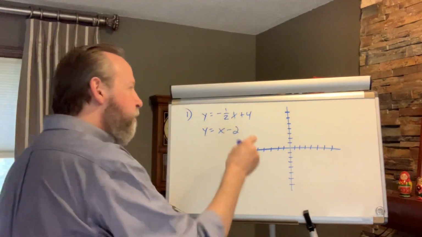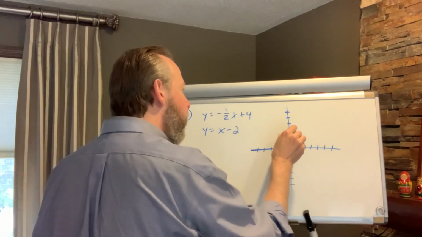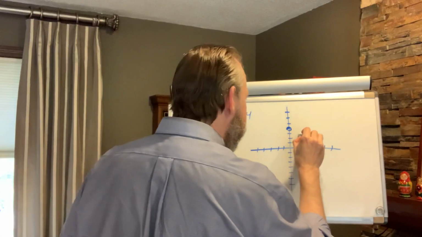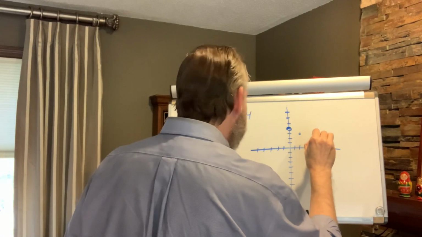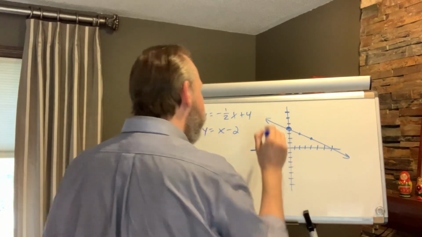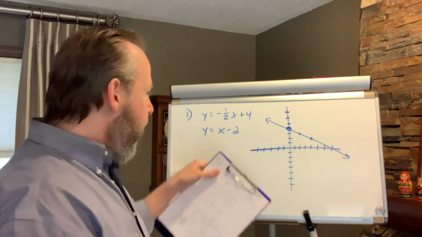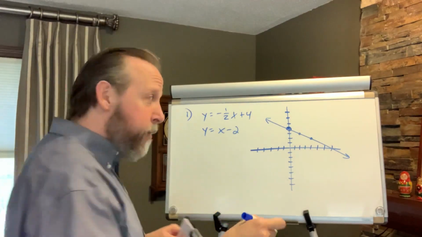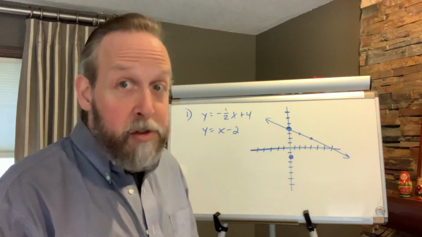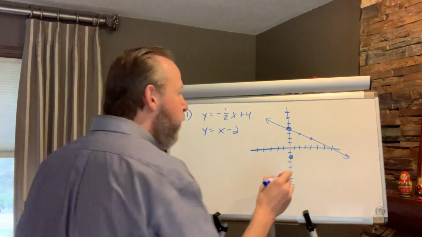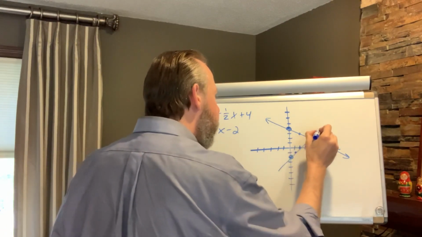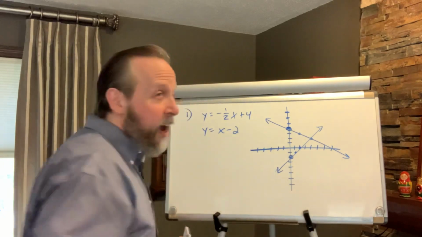I see a y-intercept of positive 4, so I go up 1, 2, 3, 4, put a dot there. The slope is negative 1/2, down 1 over 2, down 1 over 2. Here is my line, or roundabout where it would be. The other line starts at a negative 2 y-intercept, so I go down 2 on the y-axis and put a dot there. And then the slope of x here is just the number 1. It goes up 1 and over 1, up 1 over 1, and I will draw my line as best I can.